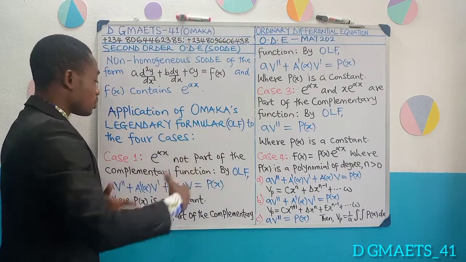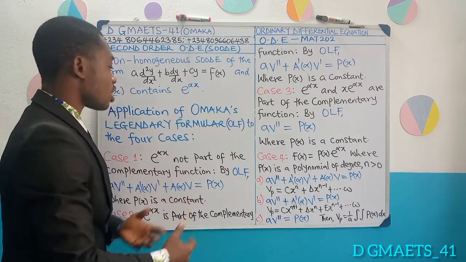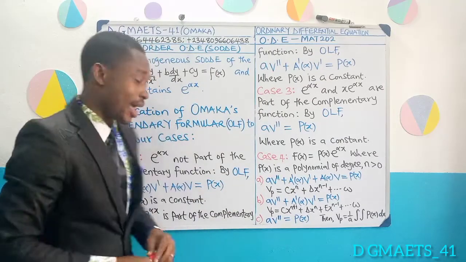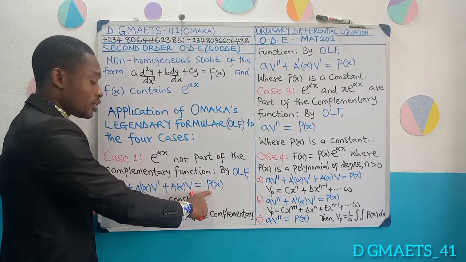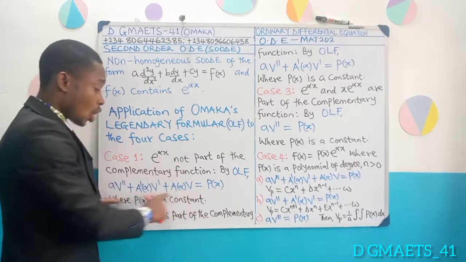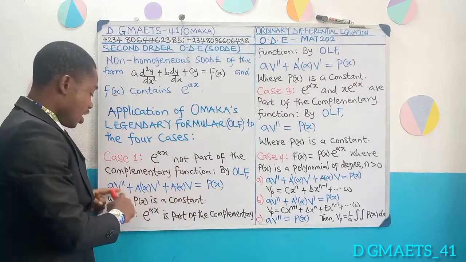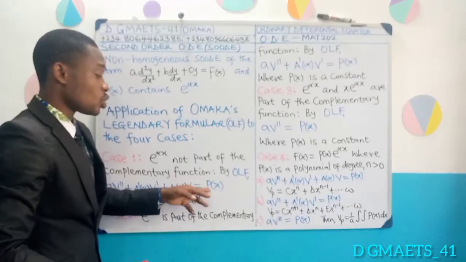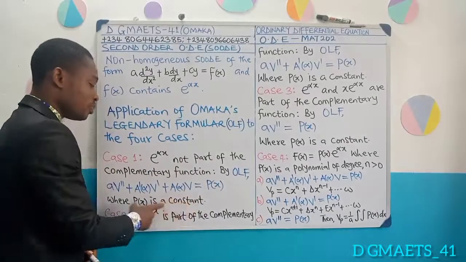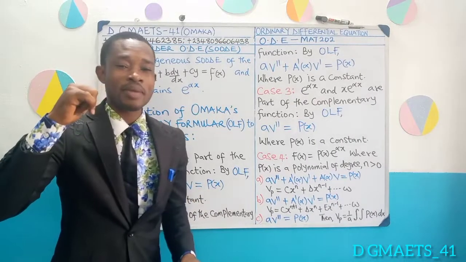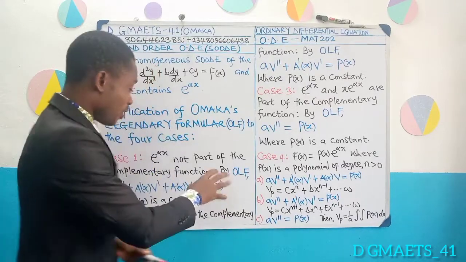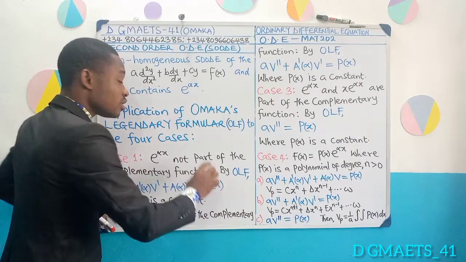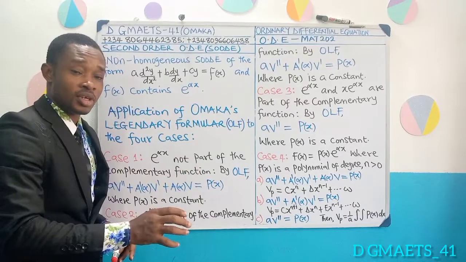So you have this, you can go through that, exponential alpha x not part of the complementary function. Now going by the Omaka's legendary formula, OLF, the legendary formula is going to take this form. You can see it contains all the terms. So go through it. AV prime prime plus A prime alpha V prime plus A alpha V equal to P of X, where in this case 1, P of X is a constant. So you can quickly take your mind back to our case 1. Is that okay? So in this case, P of X is a constant. So do you see now that all the terms in the Omaka's legendary formula would have to be used in order to solve the problem?